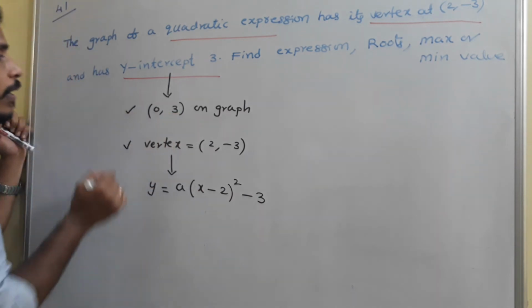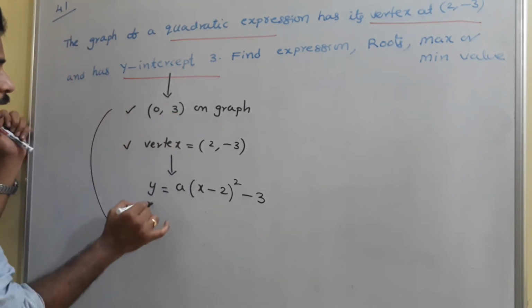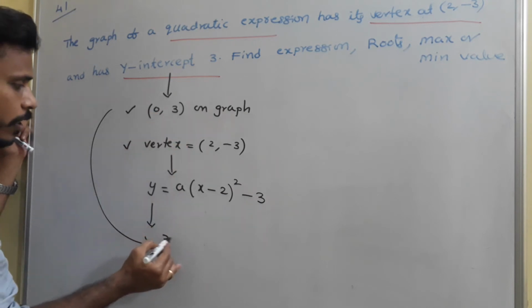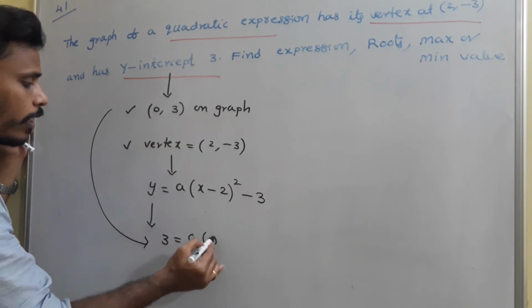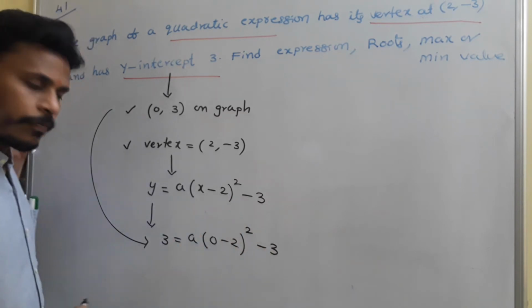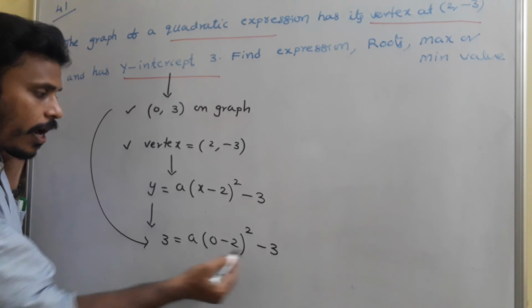And since 0 comma 3 is a point on it, use that in this y. So replace y with 3 is equal to a into, replace x with 0, minus 2 whole square, minus 3. We need to solve it. Okay, 3 and minus 3.